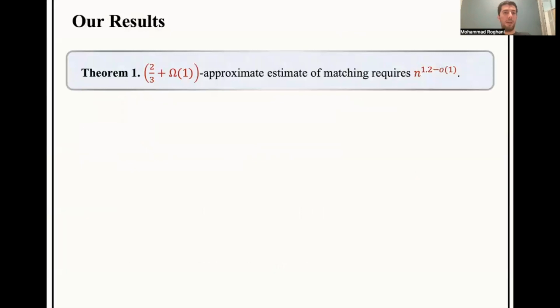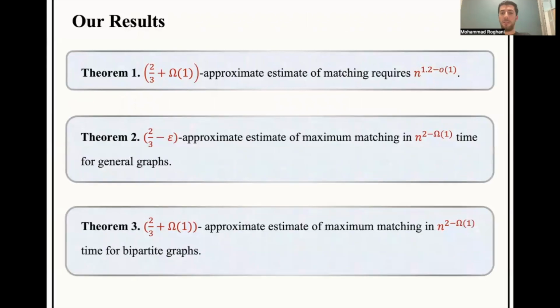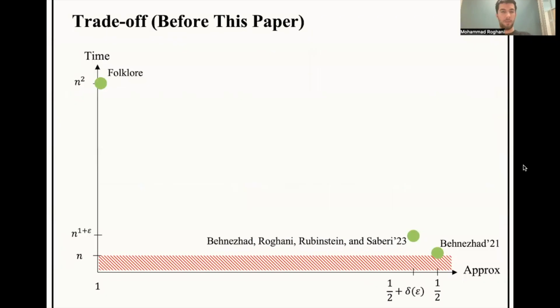So we have a lower bound that shows that for beating 2/3, we need at least n^{1.2} queries. Also, we have an almost 2/3 approximate algorithm for general graphs in slightly better than n squared time. And for bipartite graphs, we can also beat 2/3 in slightly better than n squared time. Now we show the approximation and time trade-off that we already have for this problem.